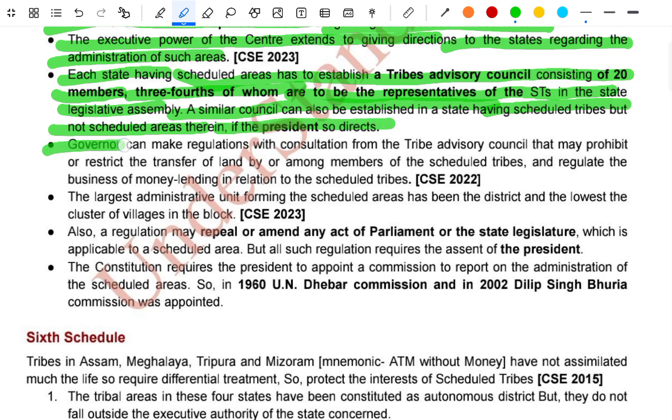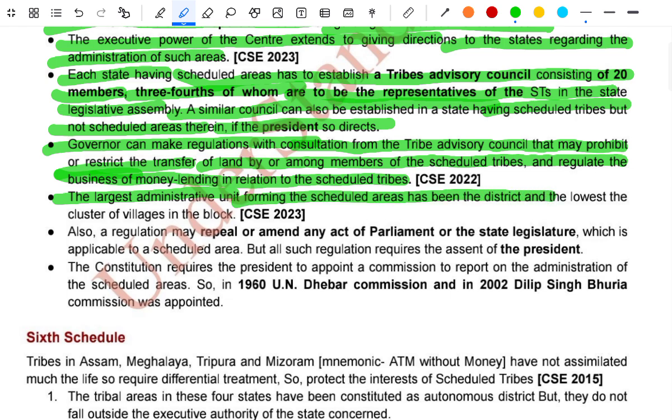The Governor can make regulations, in consultation with the Tribal Advisory Council, that may prohibit or restrict the transfer of land among members of the scheduled tribes and regulate the business of money lending in relation to the scheduled tribes. The largest administrative unit forming the scheduled area has been the district, and the lowest the cluster of villages and the block.